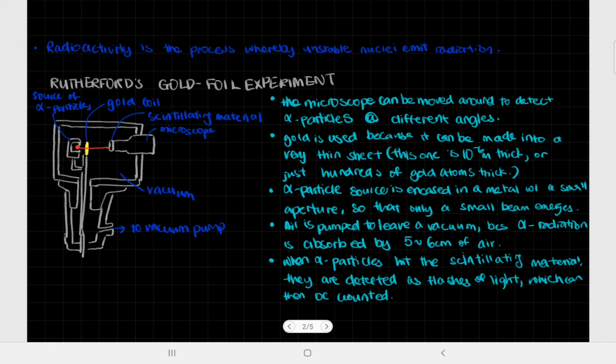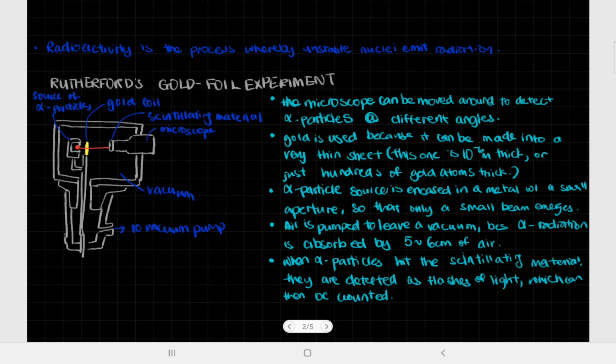Unstable nuclei emit it so that they can stabilize themselves and become less radioactive. They also sometimes emit radiation because they have excess energy, and they emit it in the form of gamma rays, which are photons.